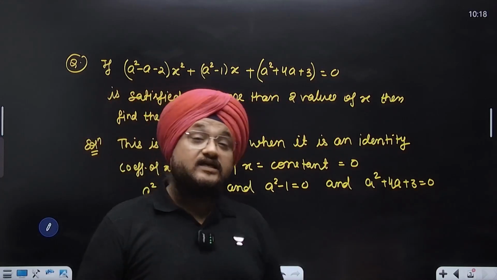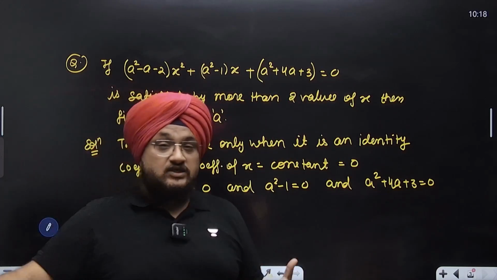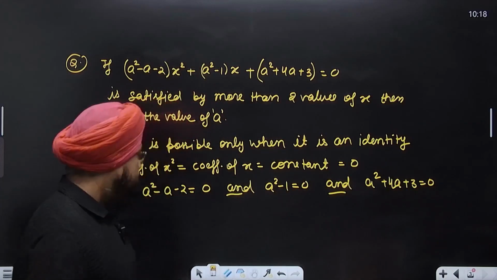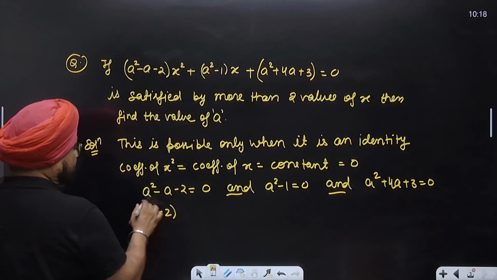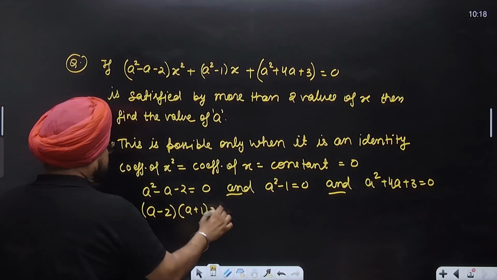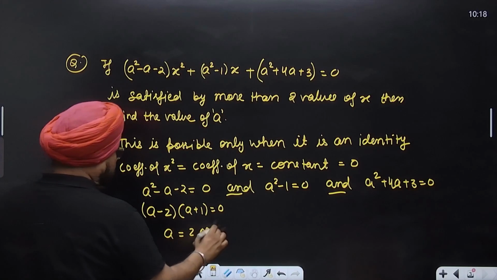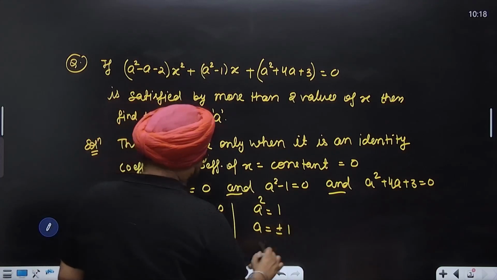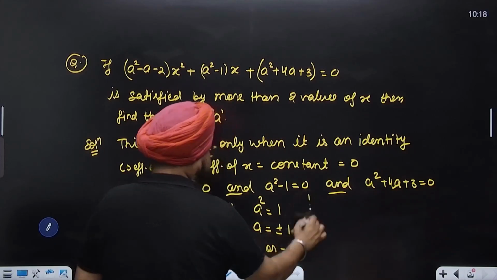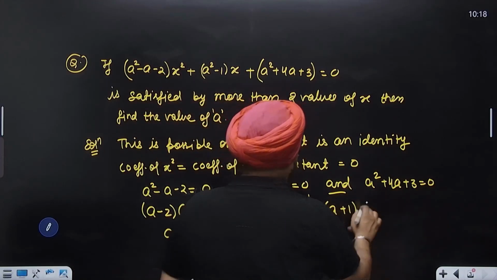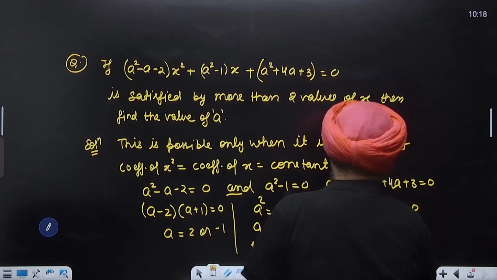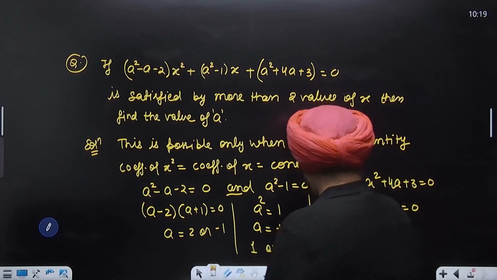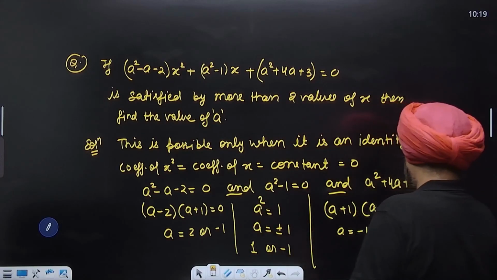Now we have to find the value of a at which all the terms are 0. That's why I have written AND here. So from this, the value of a is either 2 or minus 1, either 1 or minus 1, either minus 1 or minus 3.